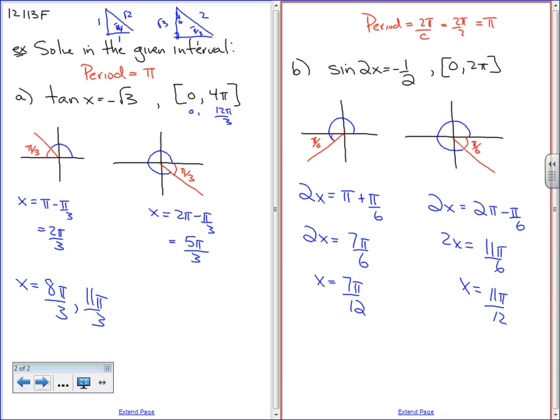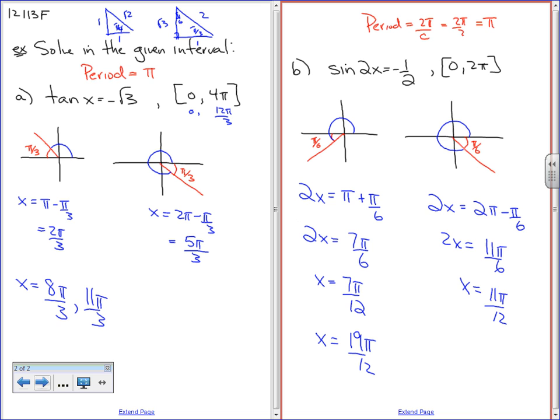So I'm still going to add on multiples of the period to my answer, except I have to account for the period that's now changed. Okay? So here, if I add on the period, adding on pi here, or 12 pi over 12, this would be 19 pi over 12, which fits inside of my range, right?